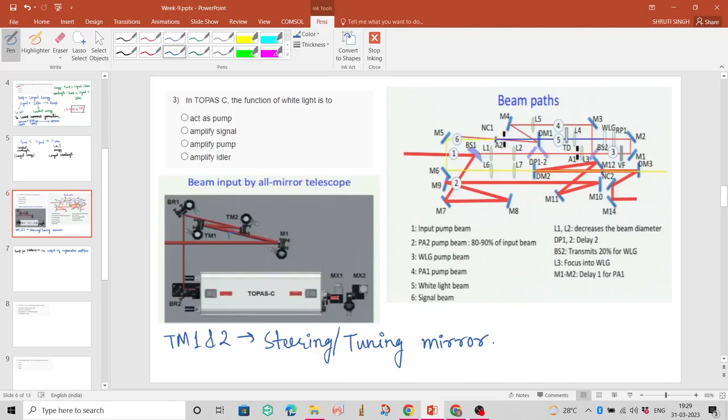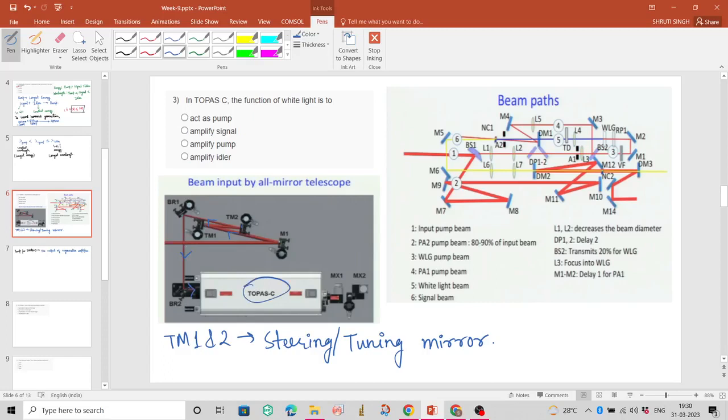then it hits the mirror TM2, then again reflected, it hits this mirror BR1. These two are at different levels. It is not crossing each other. The vertical heights of these two are different. Okay, so then it is coming from here, again reflected, and then this goes into the TOPAS C.